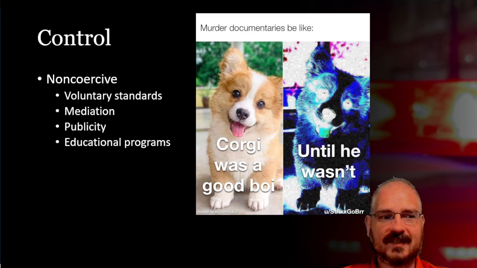Now, the lowest level, the easiest level of control are non-coercive methods, right? And these are where there's neither a carrot nor a stick. This is where we just make a rule, and we don't enforce it so much. We provide other motives for people to abide by this rule of their own free will, right? So one of those things is voluntary standards, right?